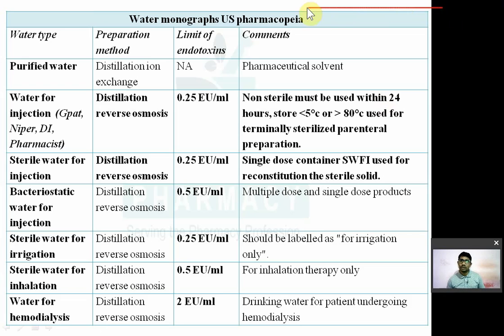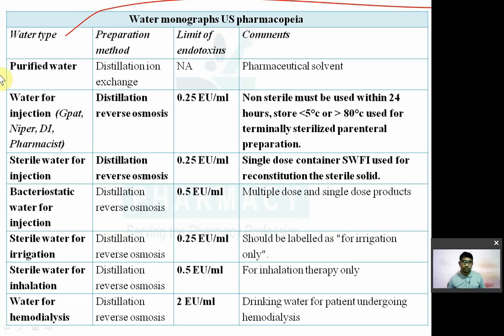So, types of water, as I have told you, there are different kinds of water and different terms for water: purified water, water for injection, potable water, sterile water for injection, bacteriostatic water for injection, sterile water for irrigation, sterile water for inhalation, water for hemodialysis, etc. So remember what is meant by potable water. If water is suitable for drinking, that is known as potable water.